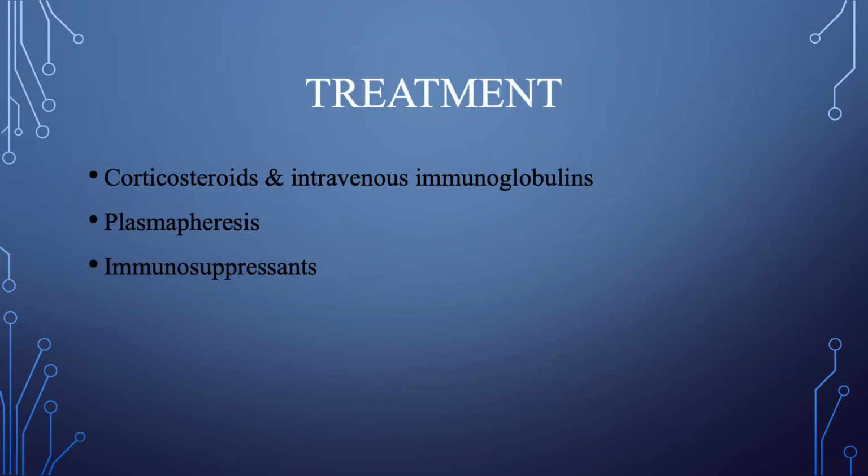Sadly, there is no known cure for MS, but luckily for the relapsing remitting type, there is medication that can help lessen how bad the relapse can be and for them to happen a lot less often. These medications are corticosteroids and intravenous immunoglobulins. Aside from the medication, there is plasmapheresis, which helps with removing these antibodies that attack myelin.